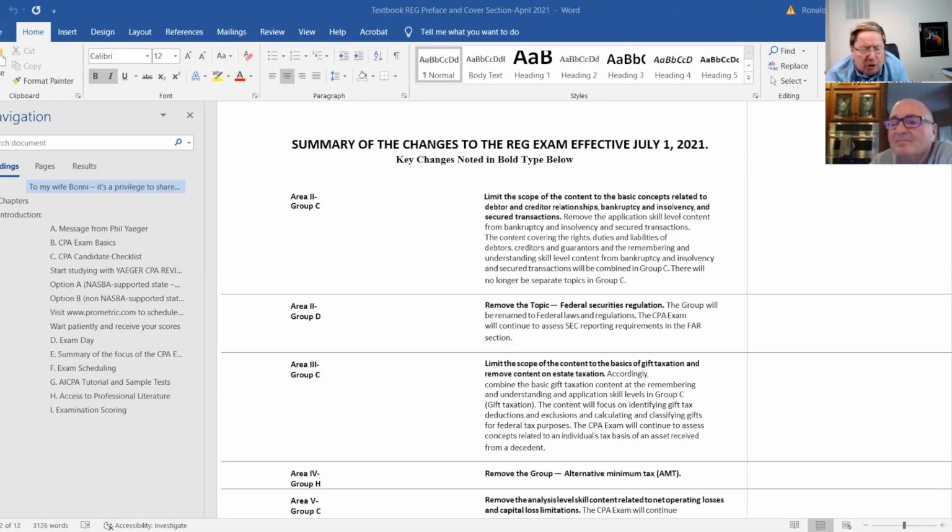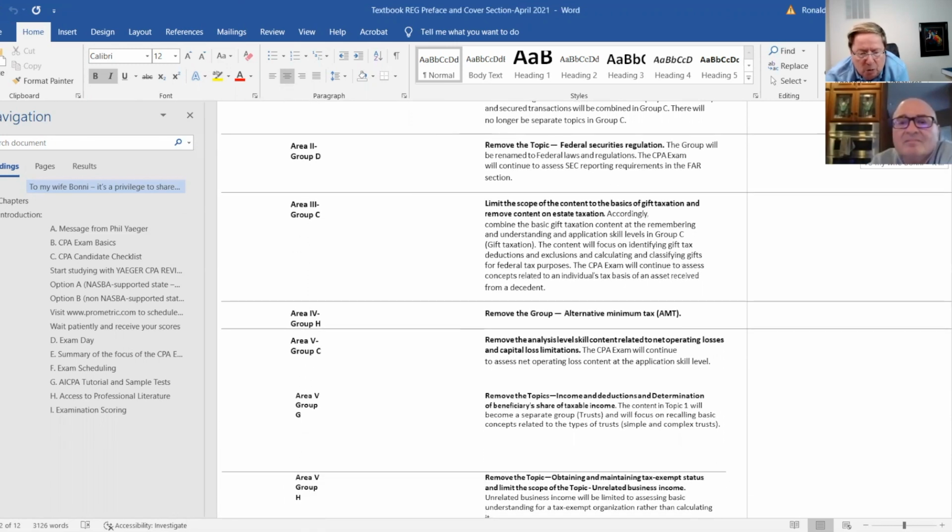Now, Area 2, Group D, they removed the topic federal security regulations. So they said, this group will be renamed Federal Laws and Regulations. The CPA exam will continue to assess SEC reporting requirements in the FAR section, all right? So basically, what's going to happen to the SEC Acts of 33 and 34 as far as regulation? Gone. It's gone, all right? Where is it, Ron? So it's in FAR, basically, right? Basically in FAR now in the future.